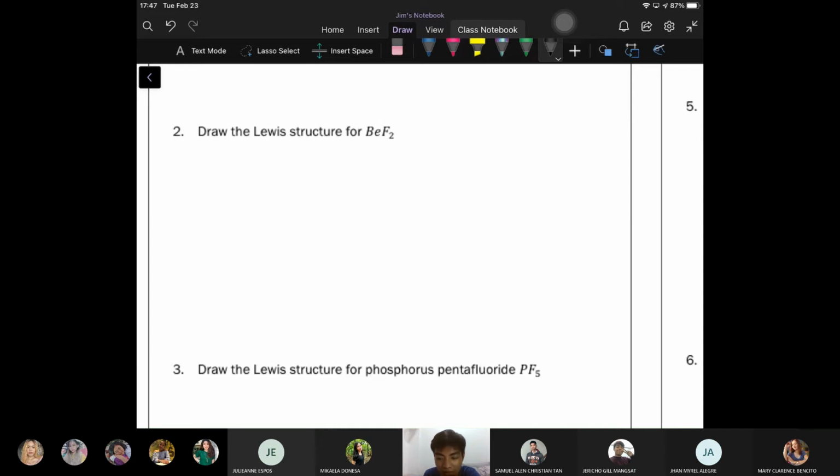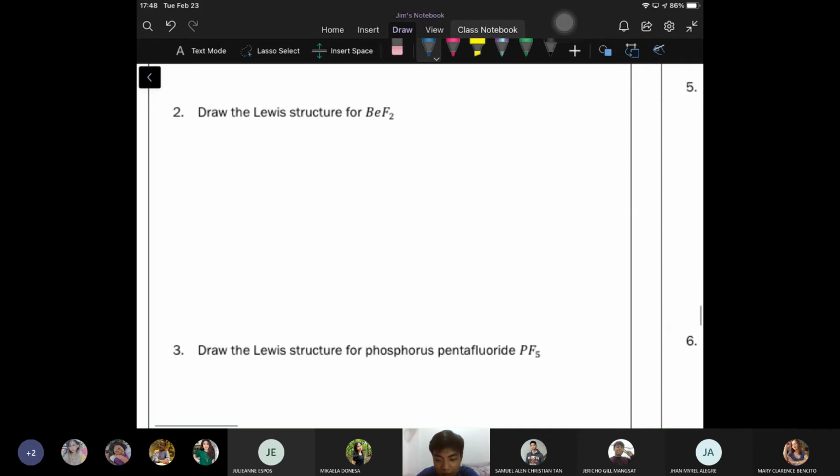So, incomplete octet ito. Bakit? Kasi we're talking about beryllium as the central atom. Fluorine will be the terminal atom, so this is the most electronegative atom. So, beryllium will be the central. Okay? So, since beryllium is the central atom, at nasa group 2 siya, incomplete octet yon.